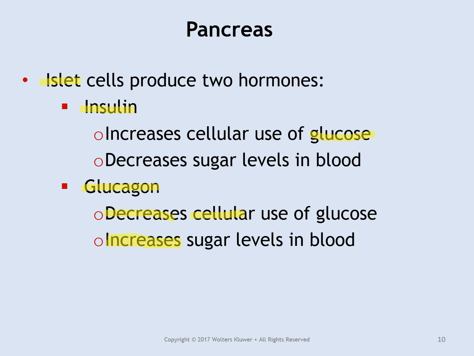So, you should be able to figure out that if someone has extremely low blood sugar, glucagon is going to be what they need to bring those blood sugar levels back up.